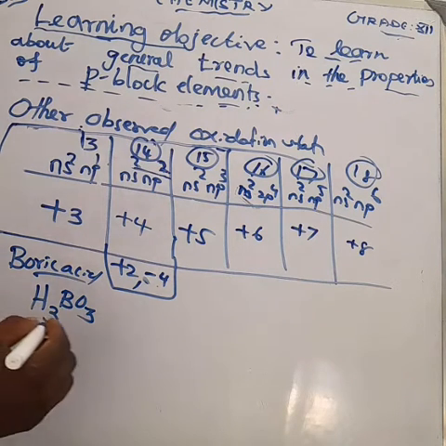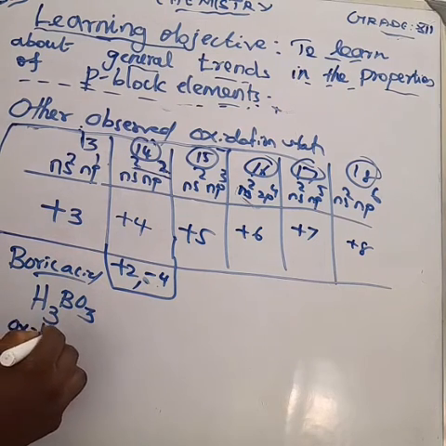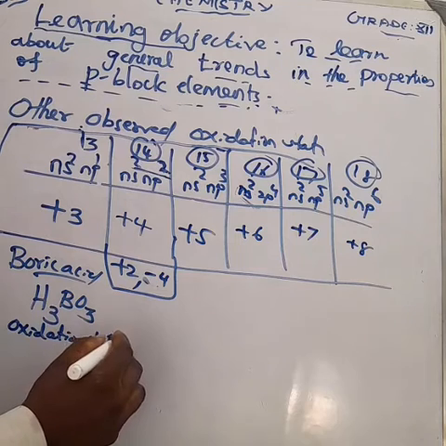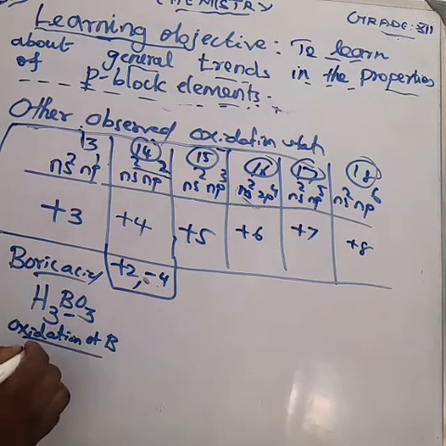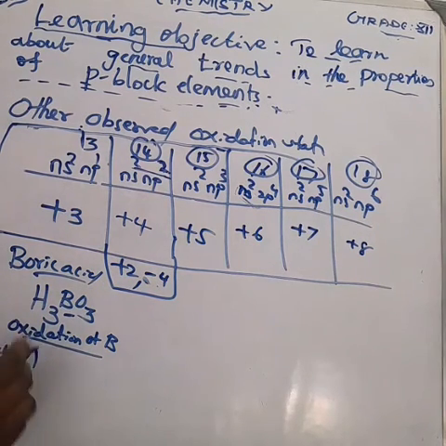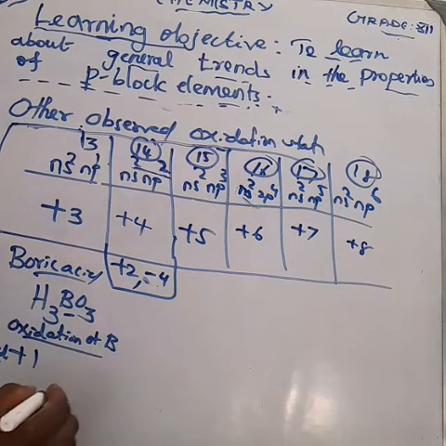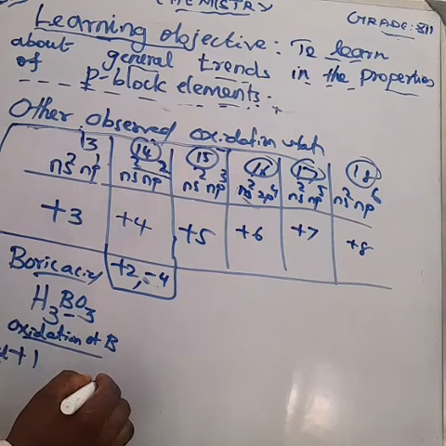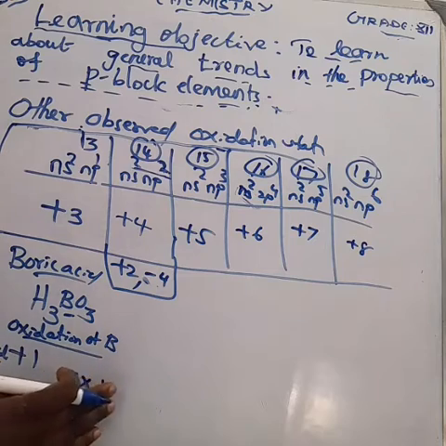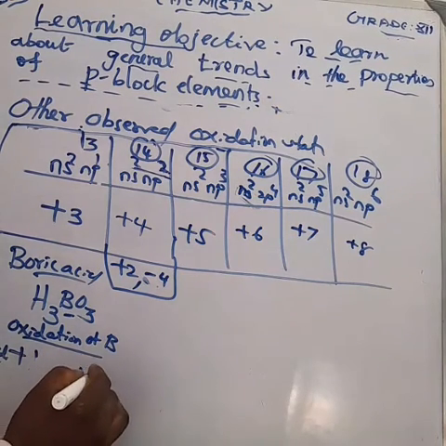How can you find the oxidation state of boron? The formula is H3BO3. How to find the boron oxidation number? All of you know this one. All alkali metals, including hydrogen, sodium, potassium, rubidium, are having +1 charge. H3BO3 means there are 3 hydrogens, so we write 3 into +1, otherwise +1 into 3.